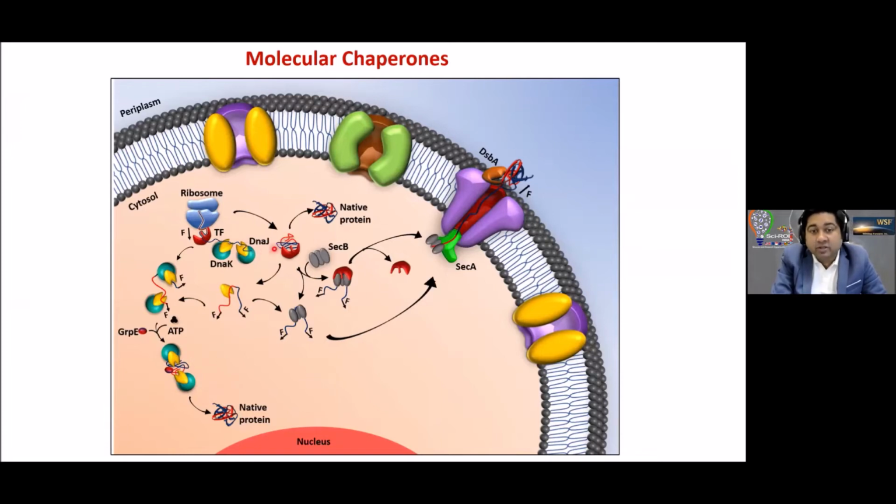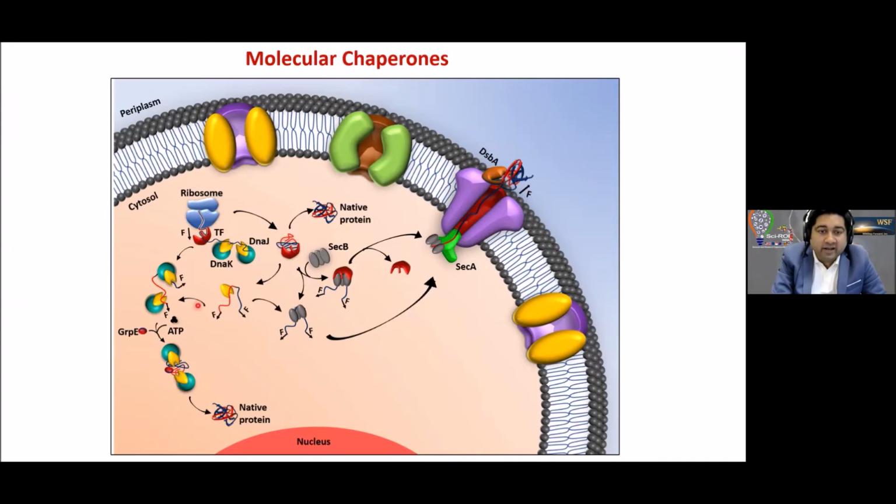Another set of proteins, with the help of chaperones like SecB and others, are transferred to the edge of the cytoplasm, and then pass through the tunnel. And at the edge of the tunnel, there is another chaperone, DsbA, which holds it.